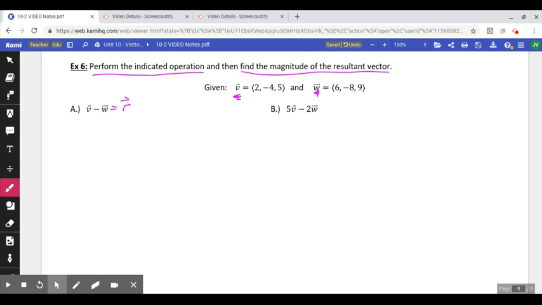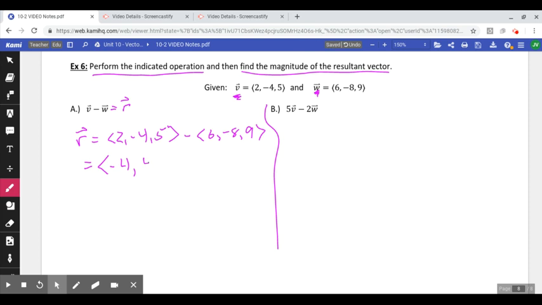So vector r then is going to be vector v, which is 2, -4, 5, minus vector w, which is 6, -8, and 9. To accomplish this task, we're just going to do the subtraction with the x, y, and z components separately. So 2 minus 6 is -4. -4 minus -8 is +4. And then 5 minus 9 is -4. So there's your first resultant vector for part A.